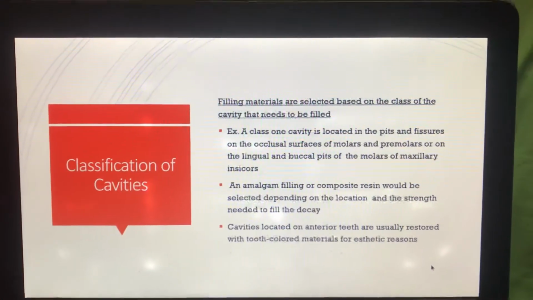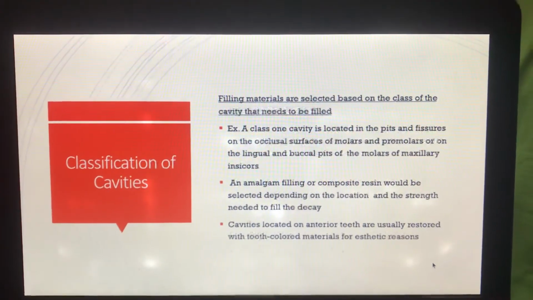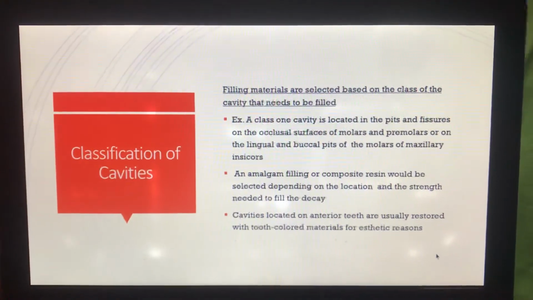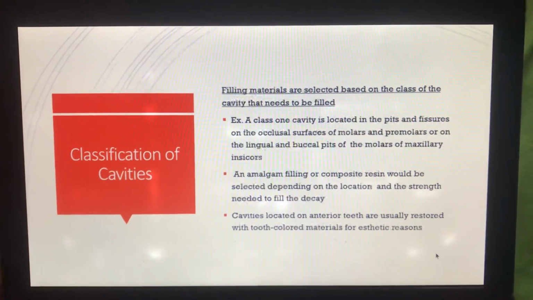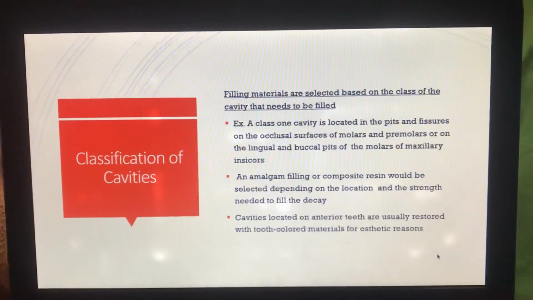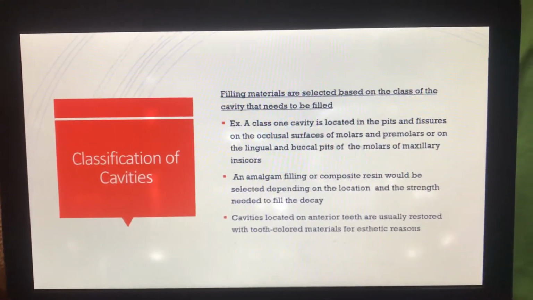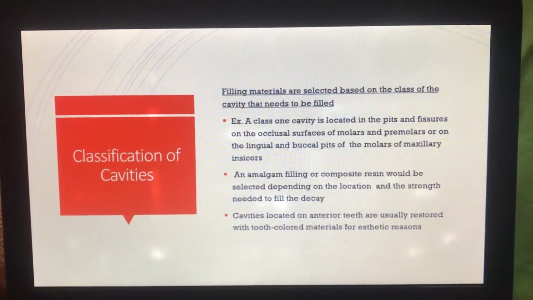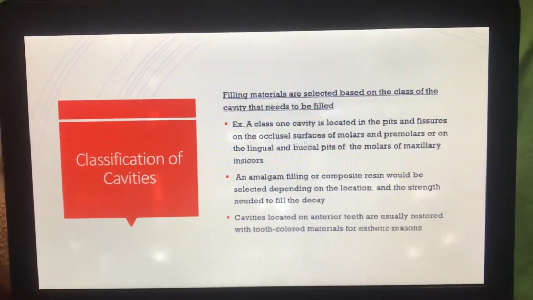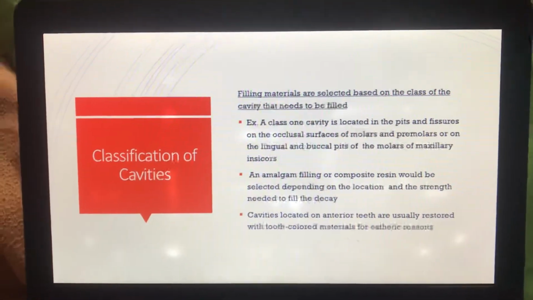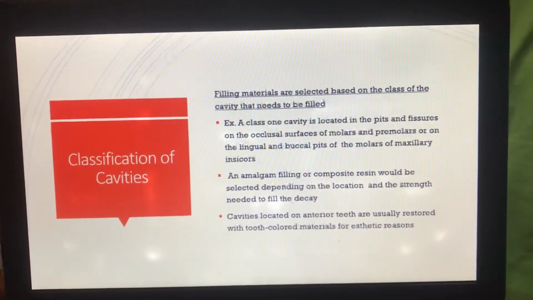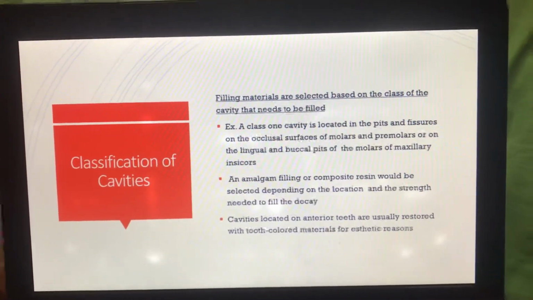So filling materials are selected based on the class of the cavity that needs to be filled. So for example, a class 1 cavity is located in the pits and fissures on the occlusal surfaces of molars and premolars, or on the lingual and buccal pits of the molars of maxillary incisors. So an amalgam filling or composite resin would be selected depending on the location and the strength needed to fill the decay. Cavities located on anterior teeth are usually restored with tooth-colored materials for aesthetic reasons.